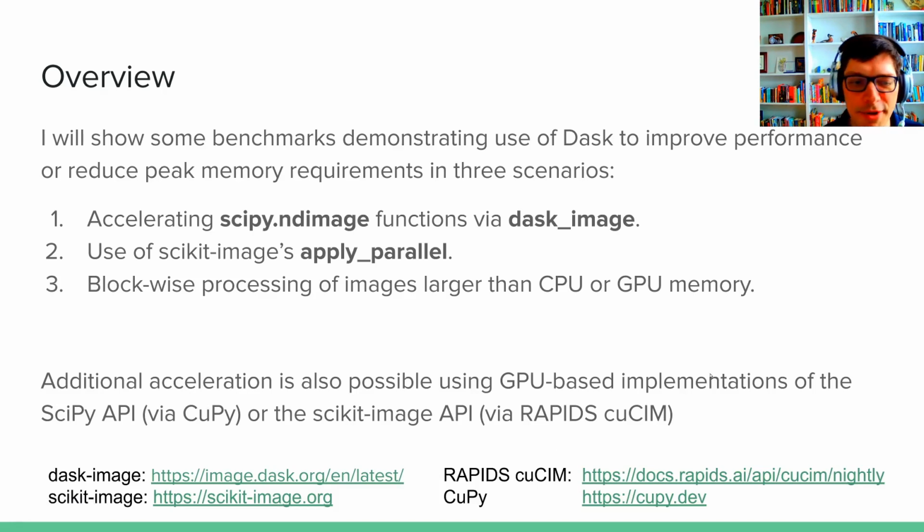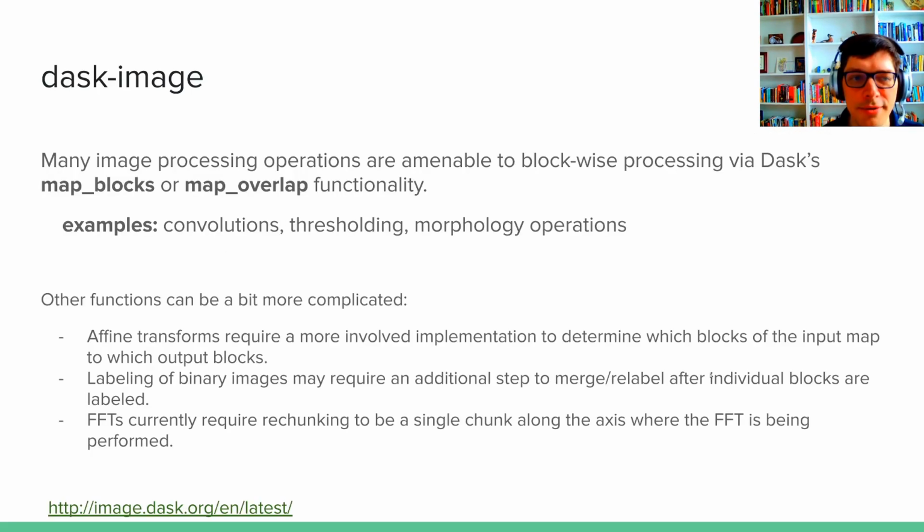these kinds of operations. So Dask-image itself takes advantage of the fact that many image processing operations are amenable to blockwise processing using Dask's map_blocks or map_overlap functionality. And so this library basically uses that wrapping, providing a lot of functions that match SciPy's API and behavior, but they're pre-configured to run with Dask arrays as input in a blockwise fashion.